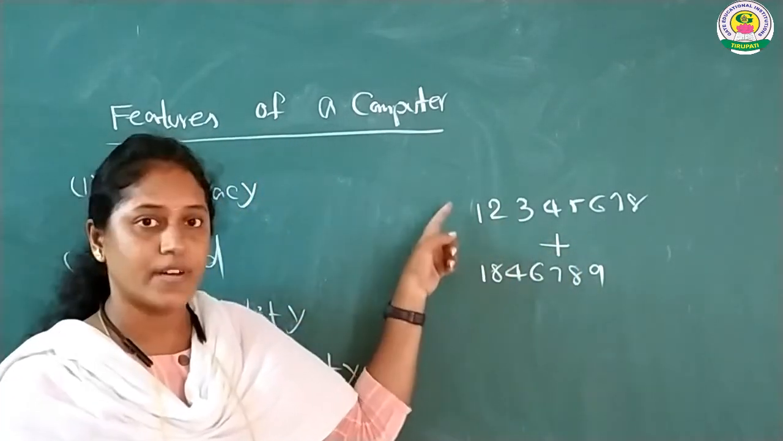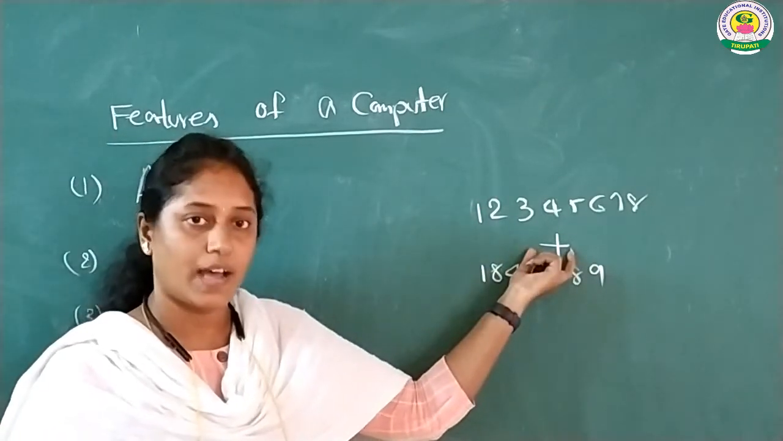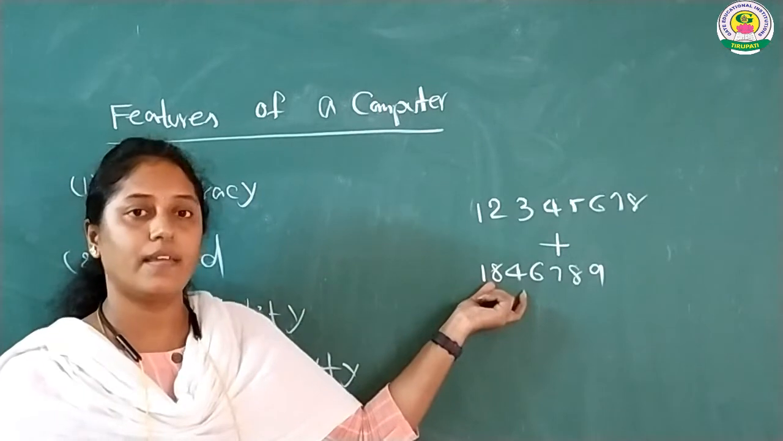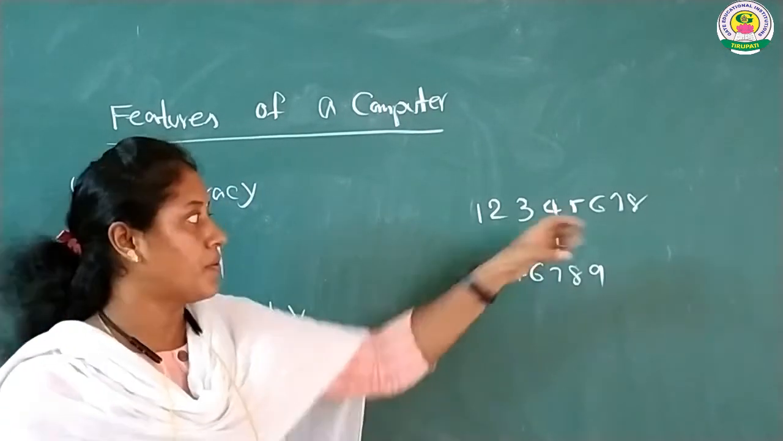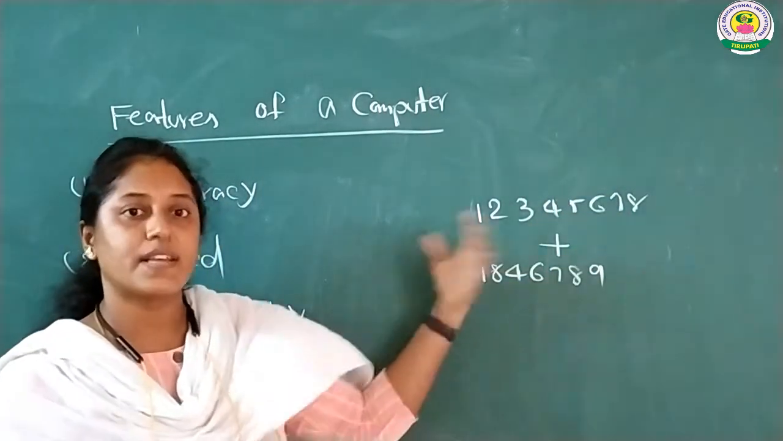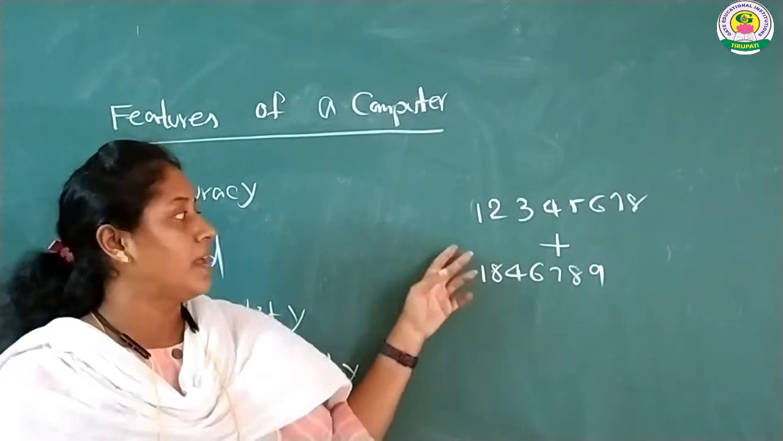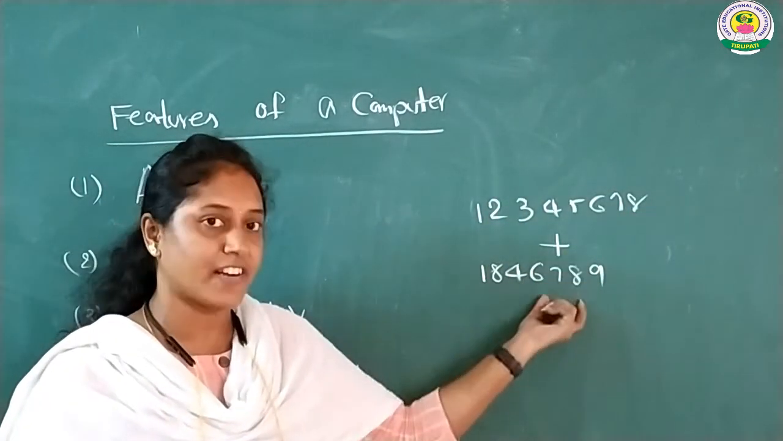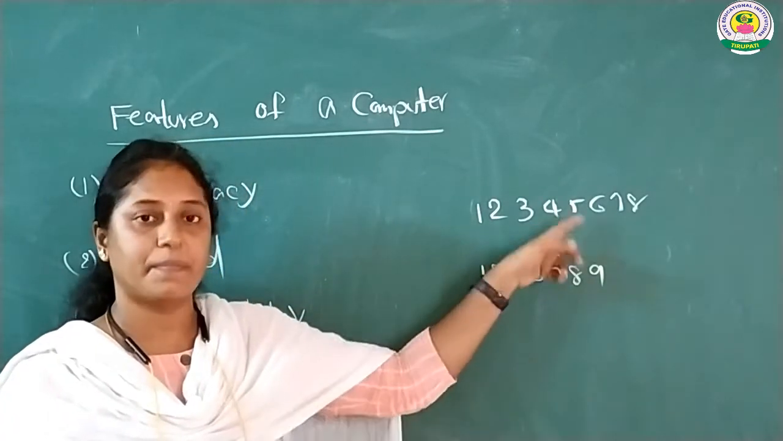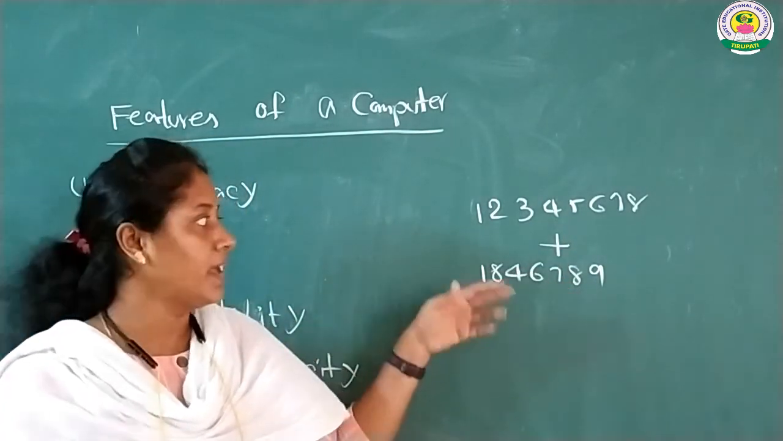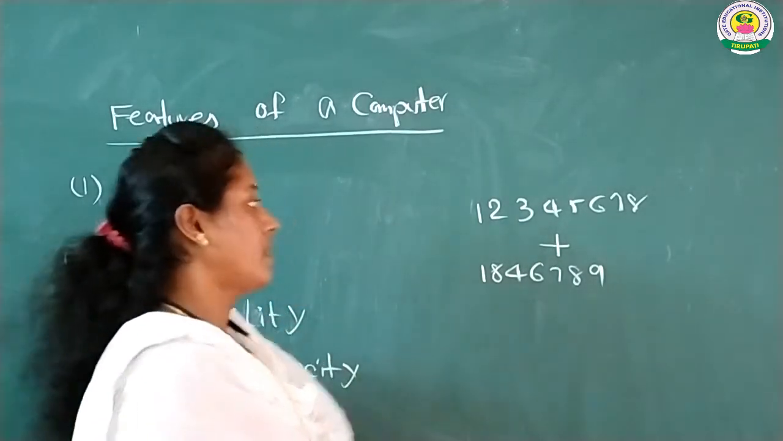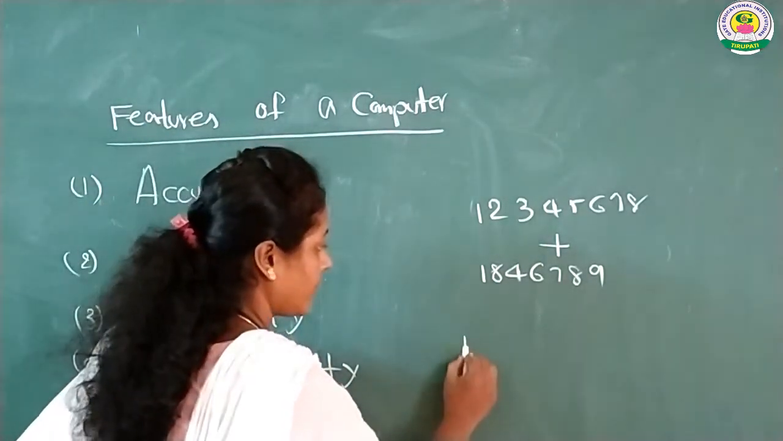Okay, so first number and another operator, that is nothing but addition, and the second number. According to this instruction given by the user, the computer system calculates this instruction. So what type of calculation is this? Arithmetic, that means addition.